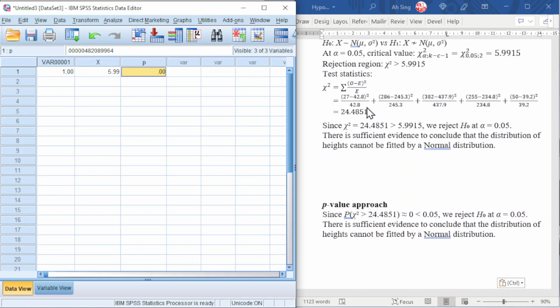This is approximately equal to 0. It's not good practice to write exactly equal to 0, since this is not exactly equal to 0, but approximately equal to 0. And this value is less than the significance level, which means that we should reject H null at alpha equal to 0.05. Again, there is sufficient evidence to conclude that the distribution of heights cannot be fitted by a normal distribution.